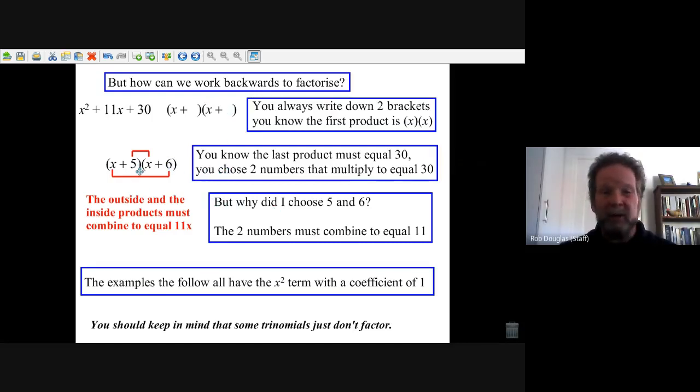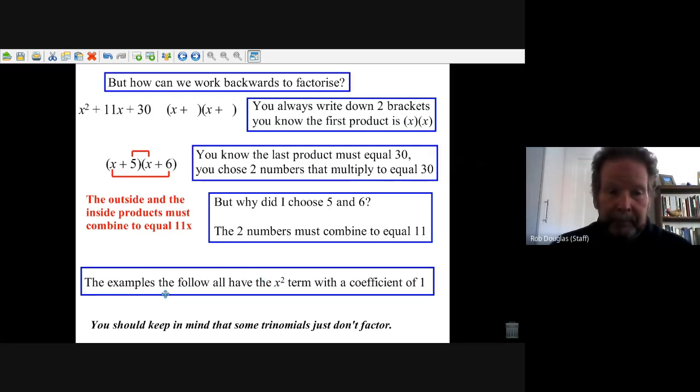But why did I choose 5 and 6 here? Why does it work? The 2 numbers have to combine to equal 11. The x times the 6 plus the 5 times the x, they have to combine, 5x and 6x, to equal the 11x. That's always true. The outside and the inside products always have to equal this linear term in the middle to make the thing work. They must combine to equal 11x.